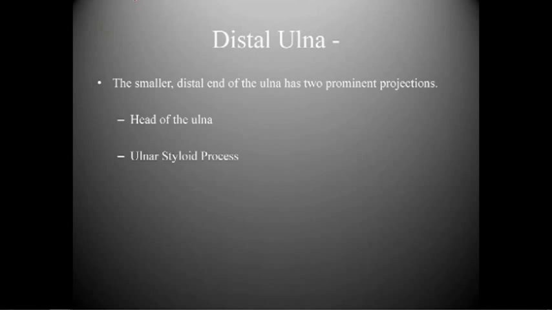So the distal ulna, the ulna as we get towards the wrist is going to become very small or smaller, and we'll have two prominent projections. The head of the ulna will be at the wrist, as well as the ulnar styloid process. So you're going to look for two things at the distal portion of the ulna.